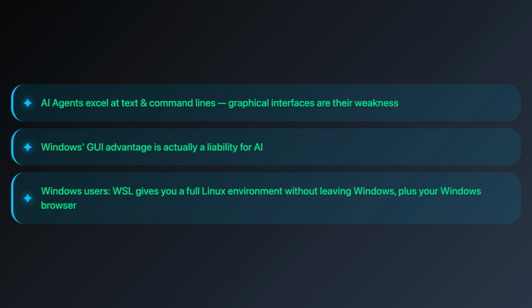Let's do a quick recap of today. AI agents are like employees. Before they can work, you need to set up their workspace. The best environment for an AI agent is Linux or macOS because they're Unix-like systems, they match cloud server environments, and they have the best developer tool support. AI agents are strong at text and command lines, not at navigating graphical interfaces. Windows GUI advantage is actually a liability for AI. Windows users can use WSL to run a full Linux environment without leaving Windows, while keeping access to their Windows browser.